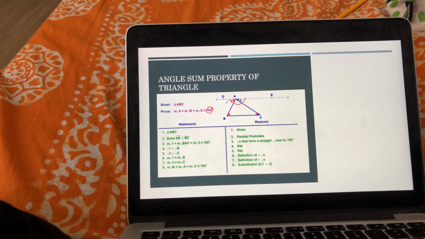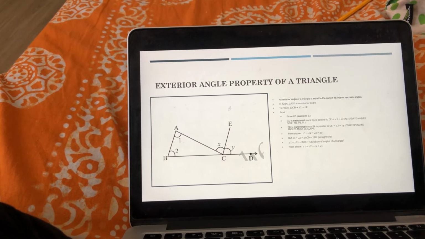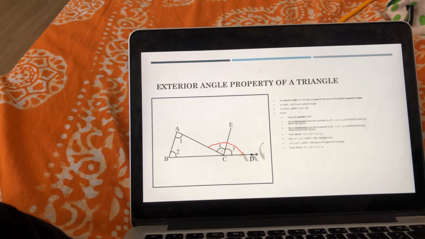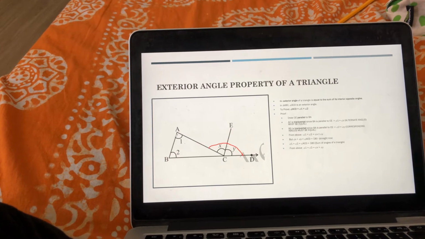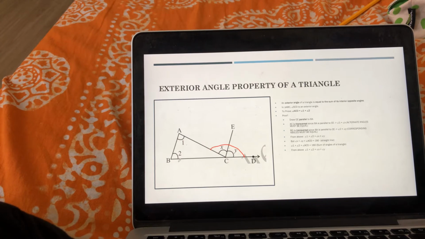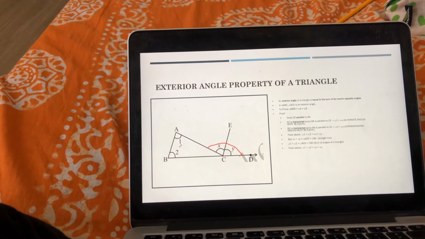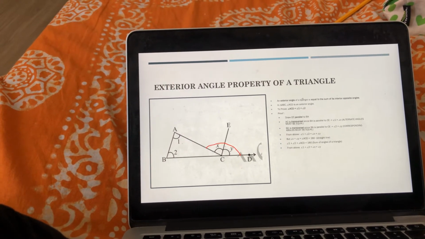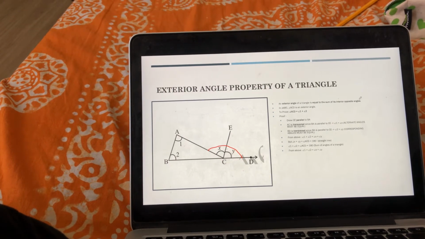Similar to this property, there is another property called the exterior angle property. In this property, we will consider angle ACD as the exterior angle for triangle ABC. Angles 1 and 2 are the interior angles. What we have to prove is that angles 1 and 2 summed together must be equal to this. So an exterior angle of a triangle is equal to the sum of its interior opposite angles.